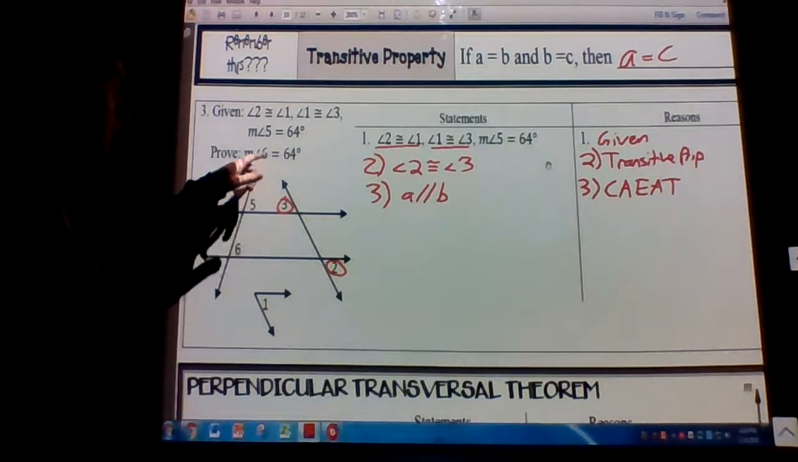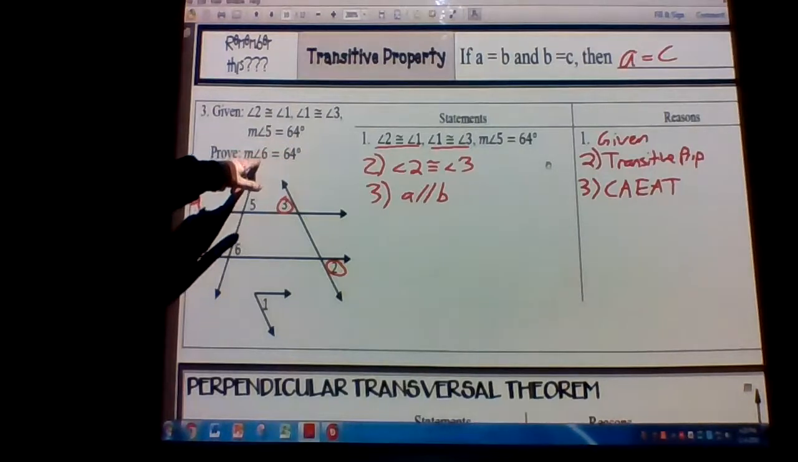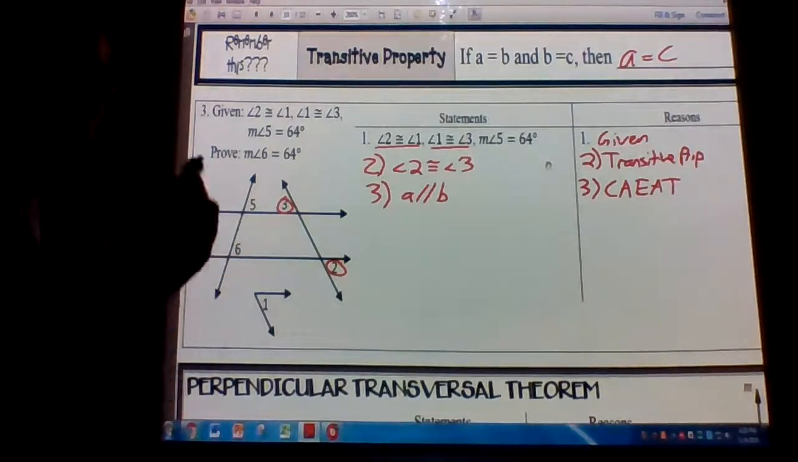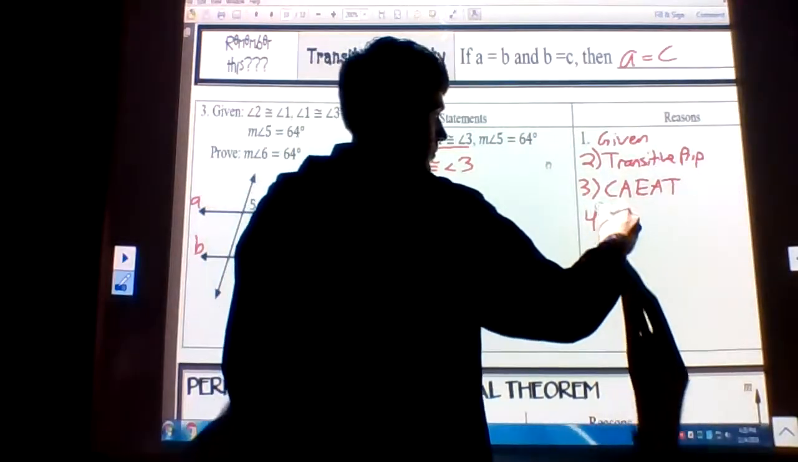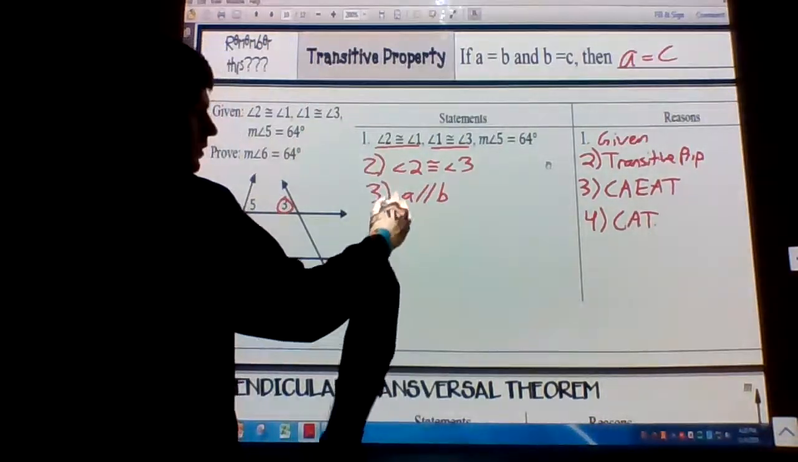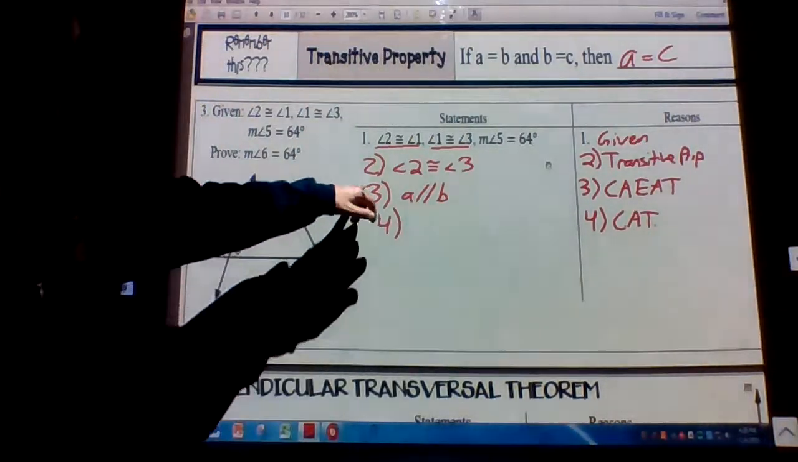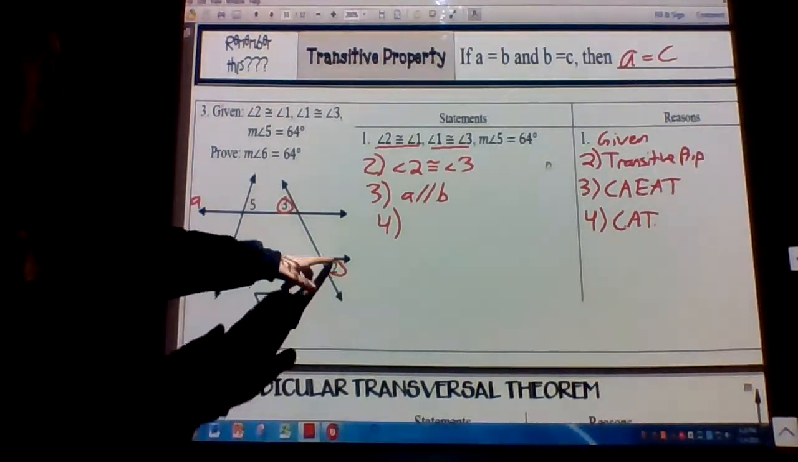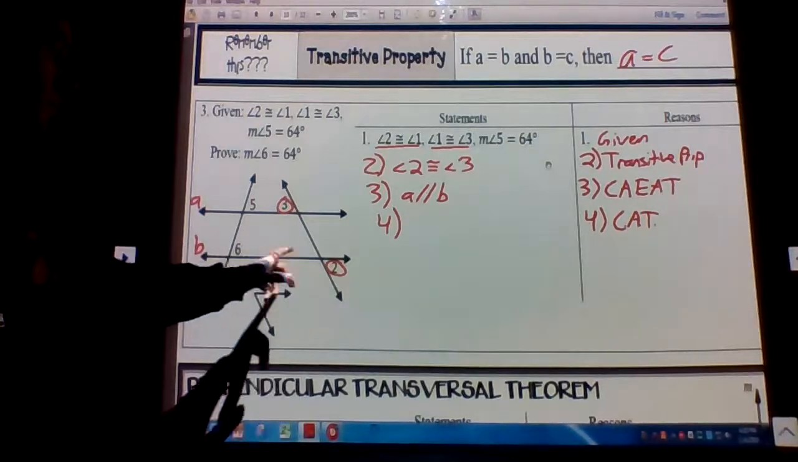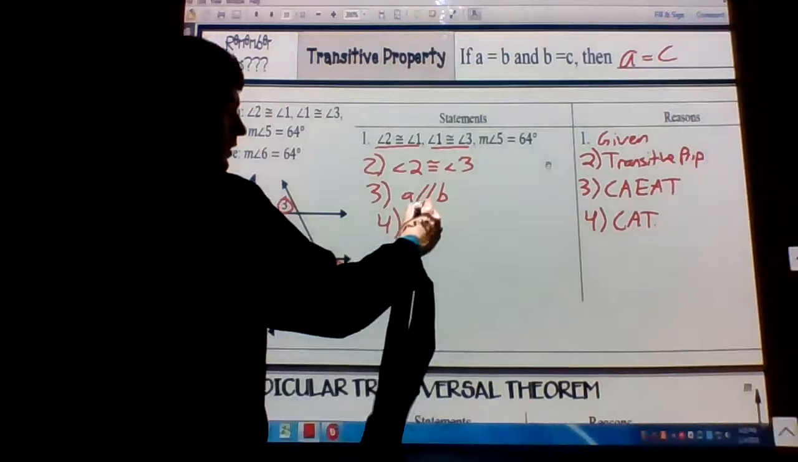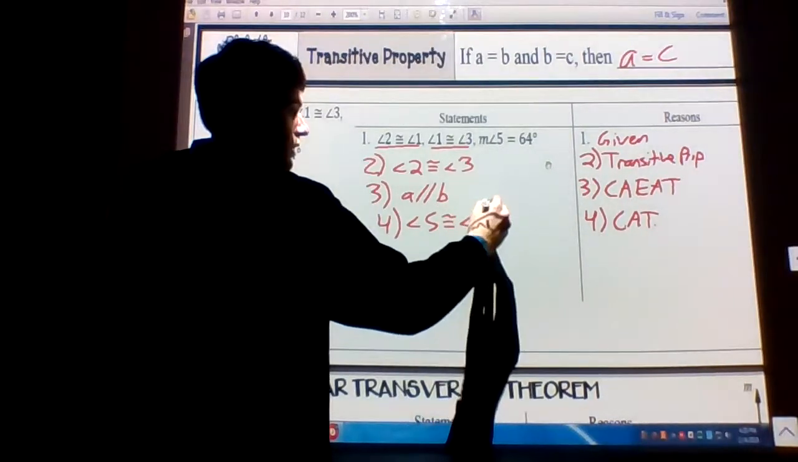So we have 5, again, we have 5 and we're trying to get to 6. And we now know the lines are parallel, so we can look at these, and these are corresponding angles. So we can use the corresponding angle theorem, CAT. Corresponding angle theorem tells us if the lines are parallel, which we've just determined they are parallel, by the converse to the alternate exterior angle theorem. If they are parallel, then the corresponding angles are congruent. So we can say angle 5 is congruent to angle 6.